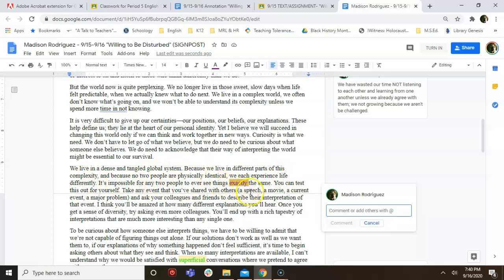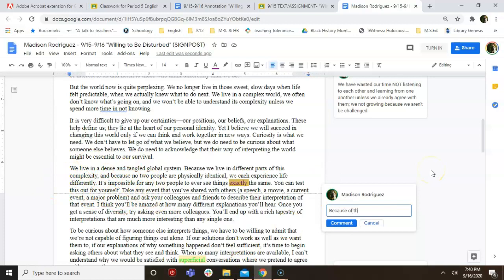You can test this out for yourself. Take any event that you shared with, and then, obviously you want to stop reading because it's only the sentence that came before and after. But the word exact: it's impossible for any two people to ever see things exactly the same. What is the author saying here? What are these sentences, when you read and reread them, showing us, the readers? And you come to realize that the author is saying that it is impossible, but you don't want to use that because it's right here.